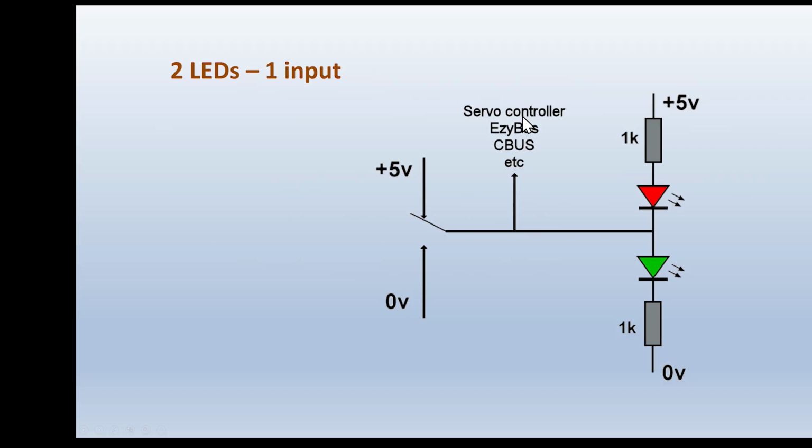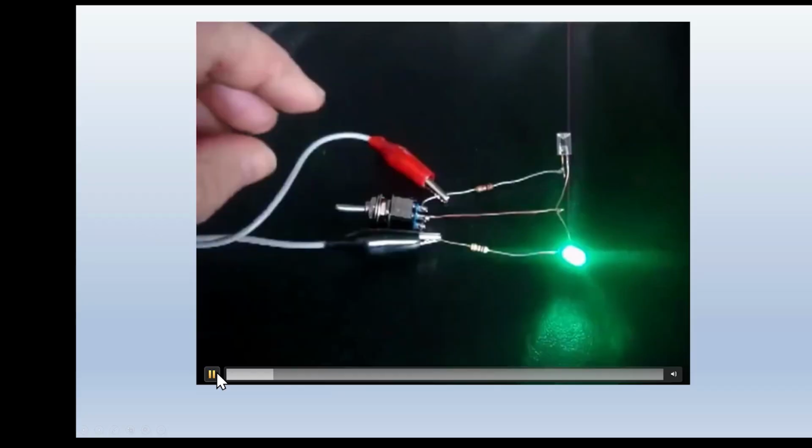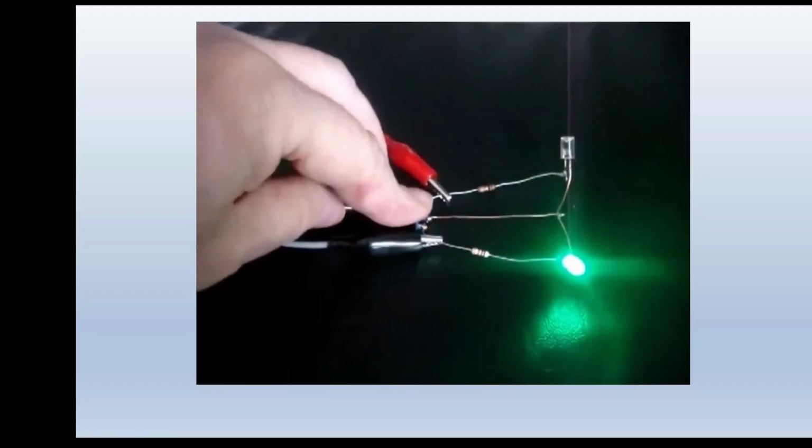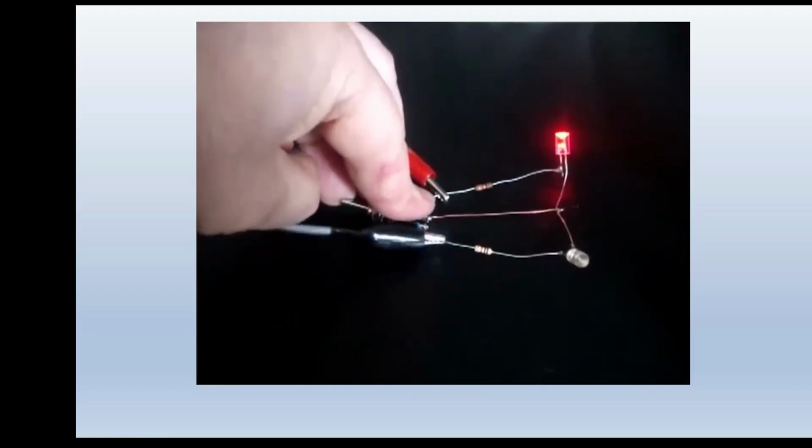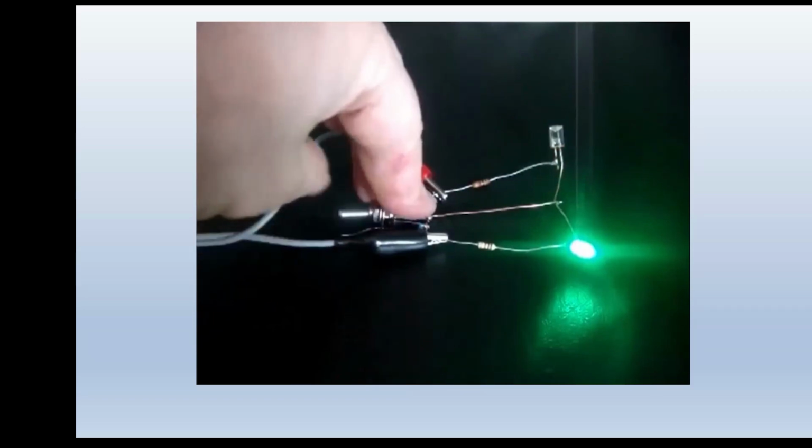And the same change of polarity at the switch will set the servo controller or inputs to EasyBus or C-Bus or whatever to operate points. So one switch sets a point and also tells you which direction it's been set in. Simple as that.